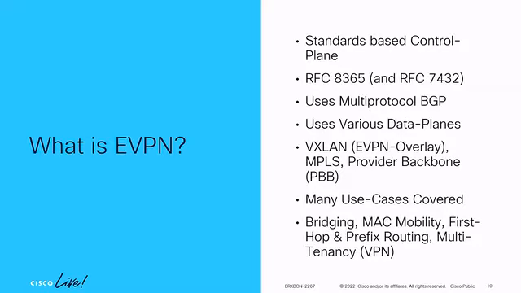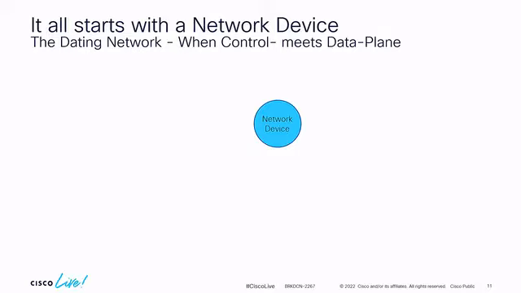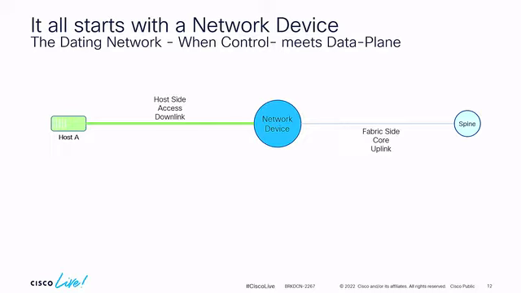Unfortunately, yesterday was the introduction to VXLAN EVPN, so I have to assume a little bit that you guys are aware of it, but in all of these cases, we start with a network device. Whatever we do, there is a network device, and I call VXLAN EVPN kind of the dating network. It's kind of where the control plane, EVPN, and the data plane meet. And that's on a network device, and that network device has two sides. It has the uplink, the core side, the fabric side, and it has the downlinks, the access side or the host side.